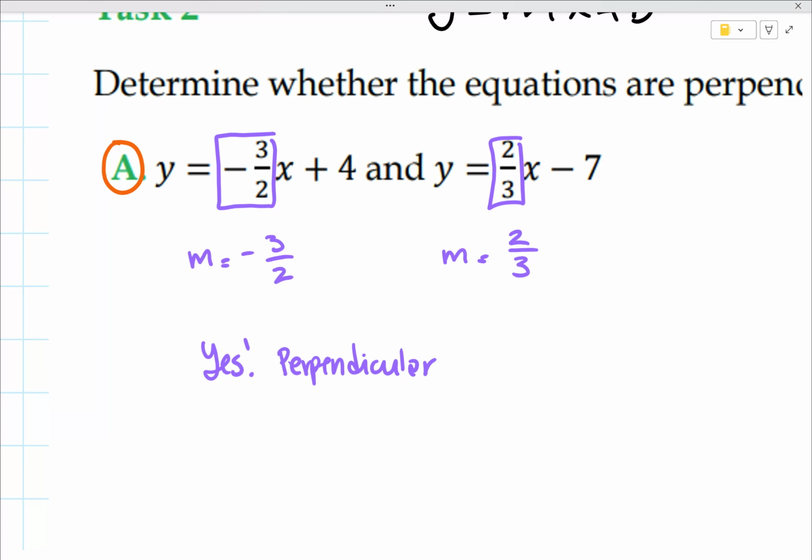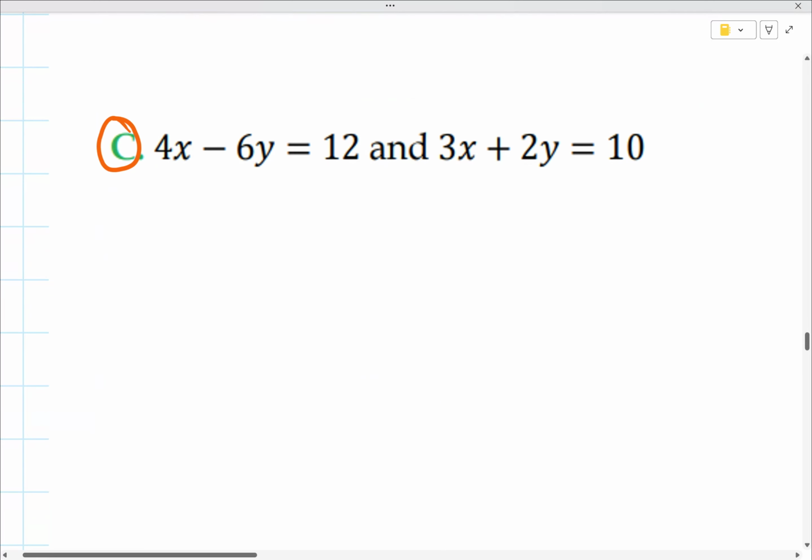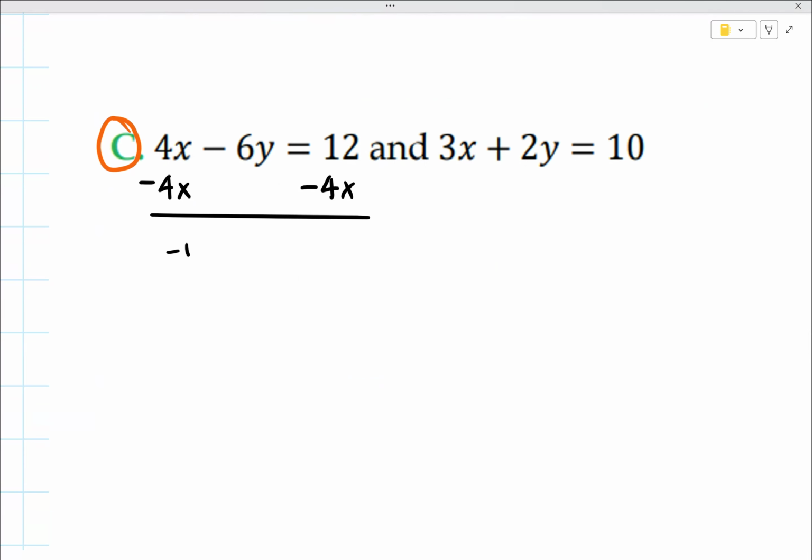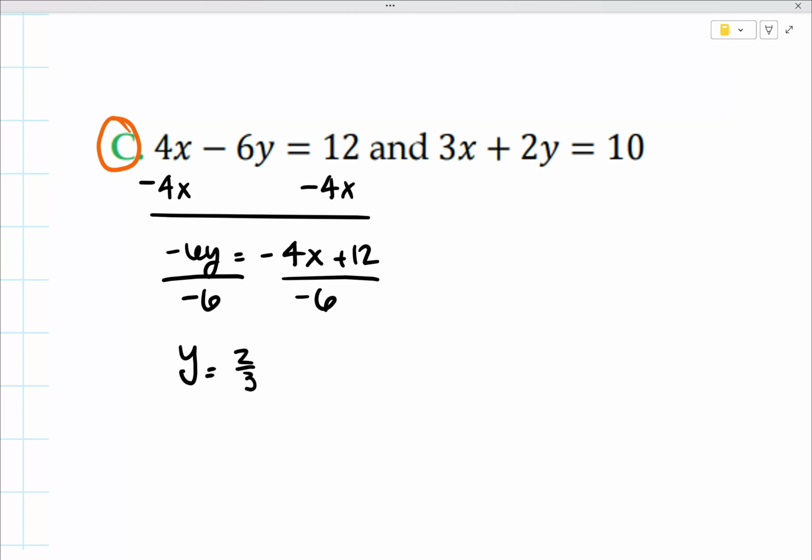All right, the second question I asked you to do was question C. Both of these equations are not in our format where we can pluck out our slope. So first thing we're going to do is convert it to slope-intercept form. So solving for y, don't forget to divide everything by that -6. So we have y equals 2/3 x minus 2. So that tells me our slope is 2/3.